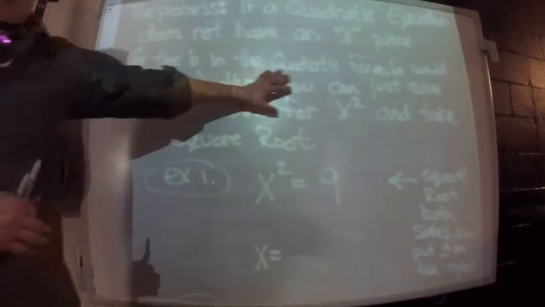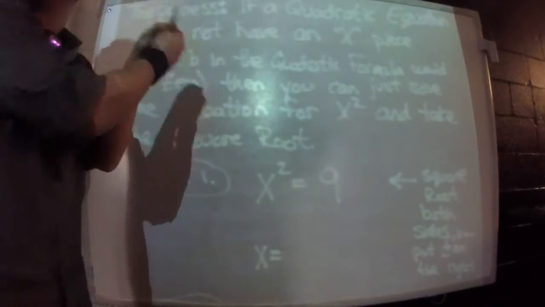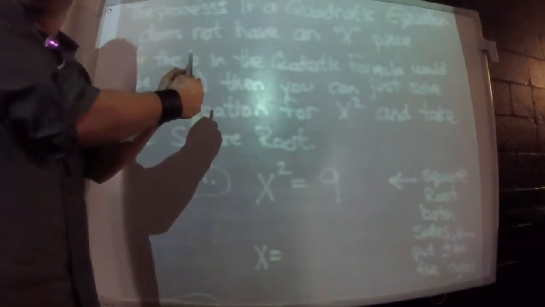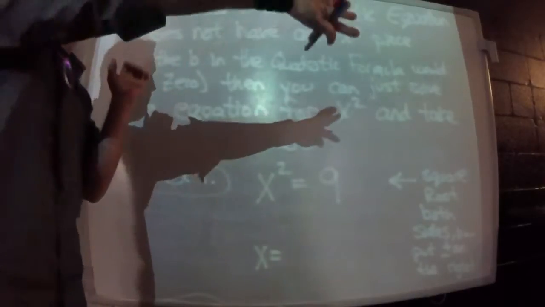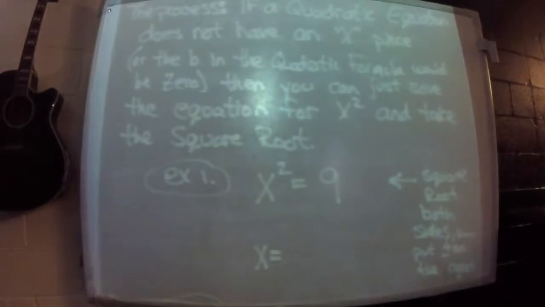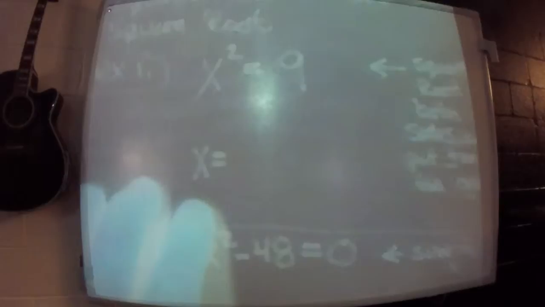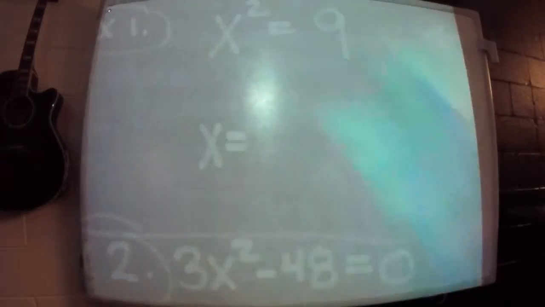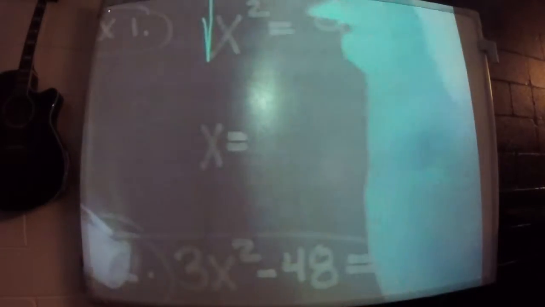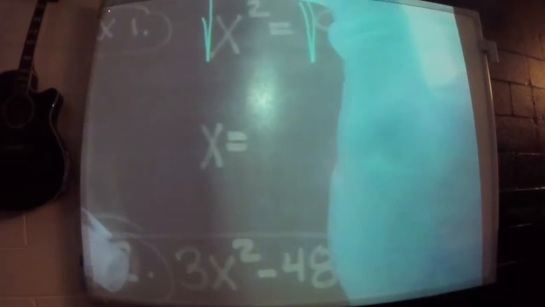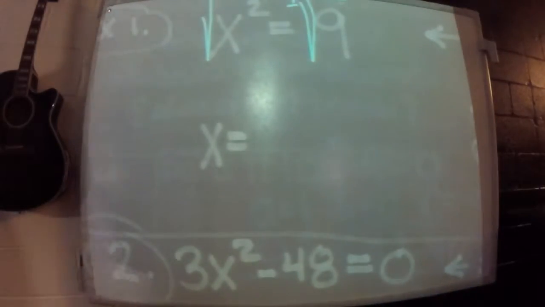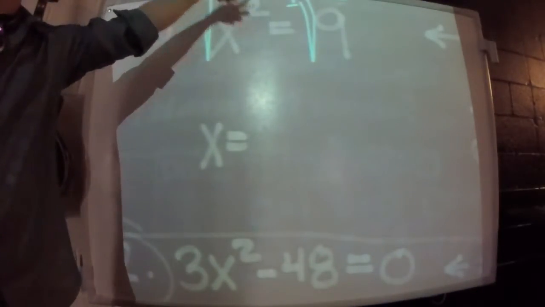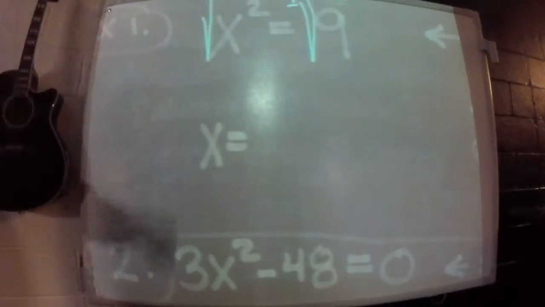You can just solve the equation for x squared and then take the square root. Now when I say solve it for x squared, that means I want x squared on the left by itself, no coefficient, and the number on the right. Now this one's already there. This one says x squared equals 9. What you need to do is square root both sides and put a plus minus on the right. The square root and square cross each other out.